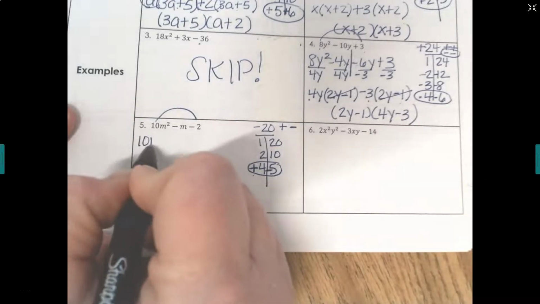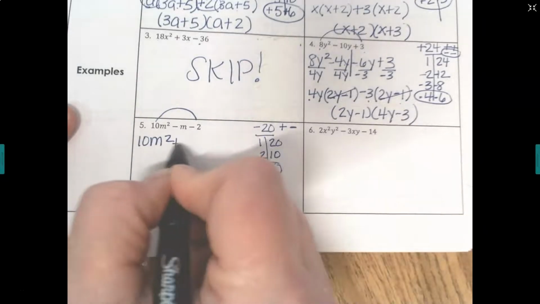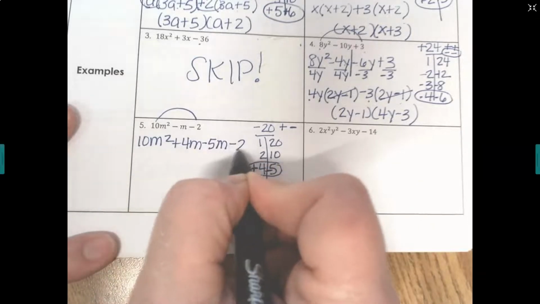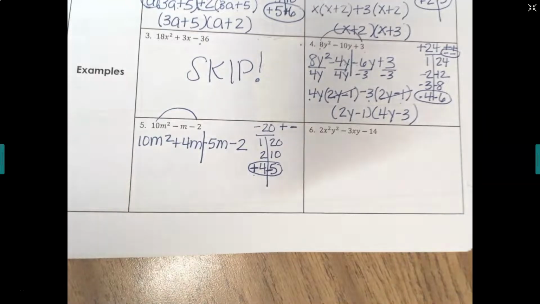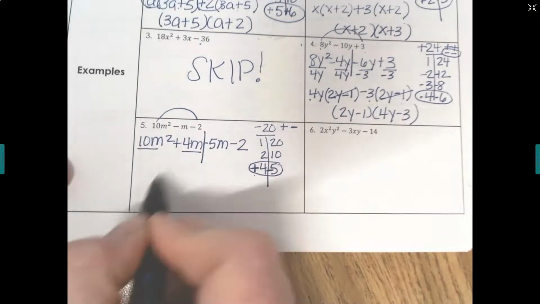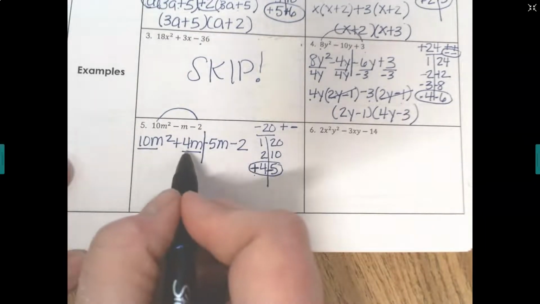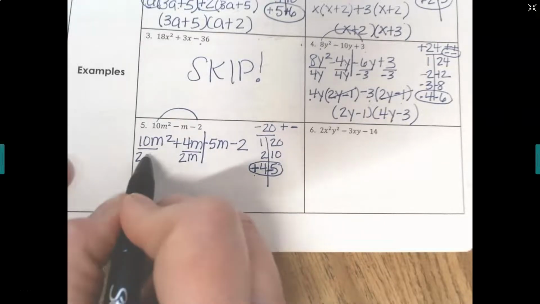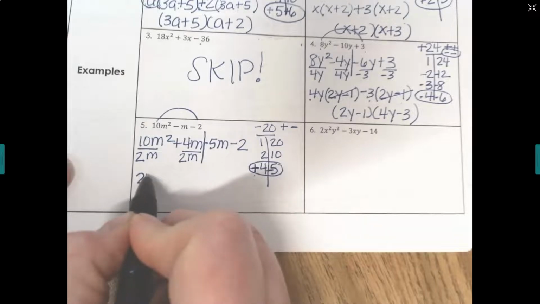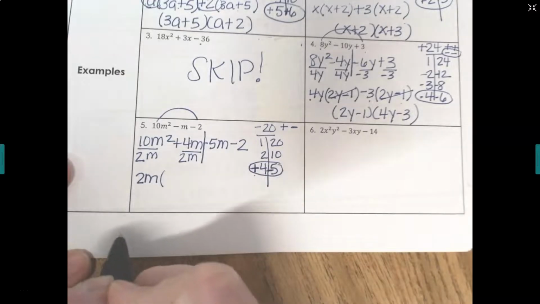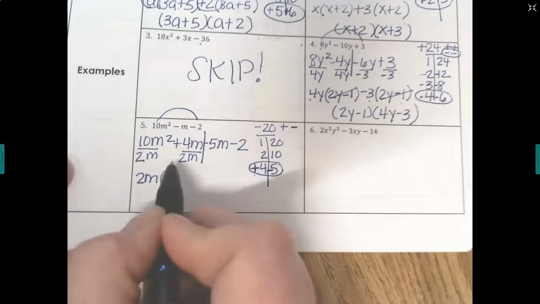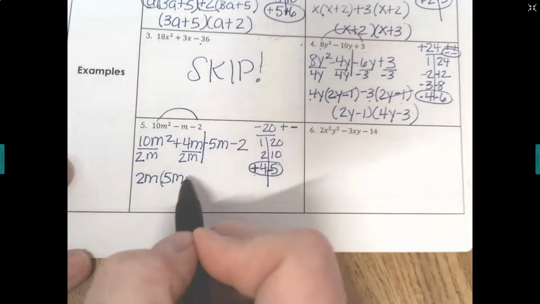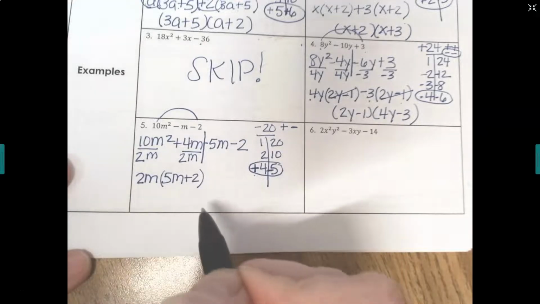So I have 10m squared plus 4m minus 5m minus 2. I'm going to split them right down the center. On the left, 4 does not go into 10 evenly, but they share a factor of 2. M squared and m, so they have a single m in common. So my GCF on the left is 2m. When I divide that, 10 divided by 2 is 5. M squared divided by m is m. 4m divided by 2m leaves me just a positive 2.